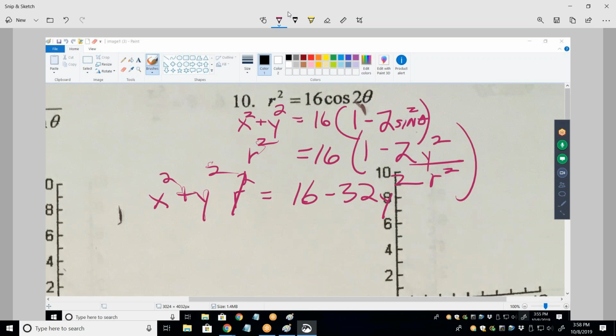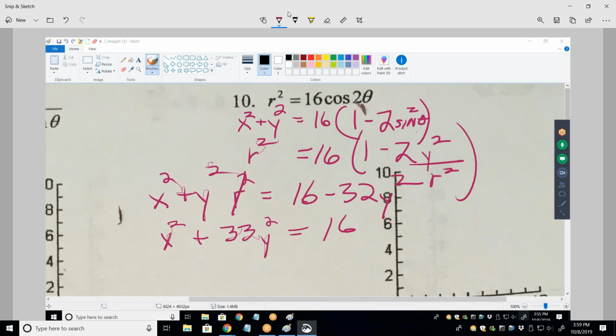Let's move the 32y squared over to the other side. So I've got x squared plus 33y squared equals 16. Is that the equation of a circle? An ellipse. An ellipse, yes. And for it to be a circle, the coefficients would have to be the same next to the x squared and the y squared.